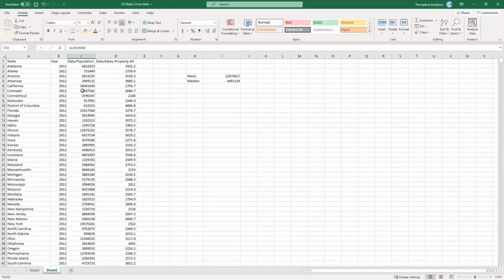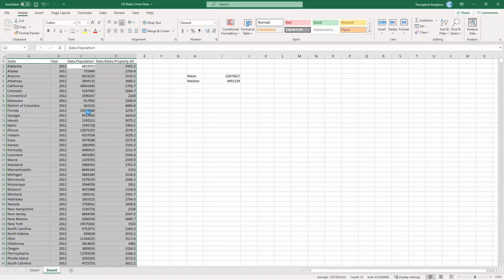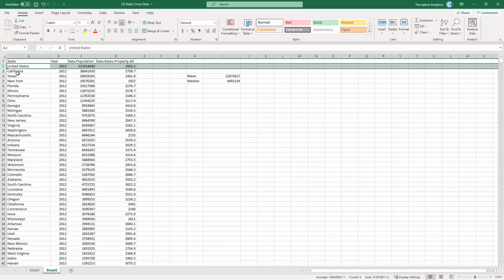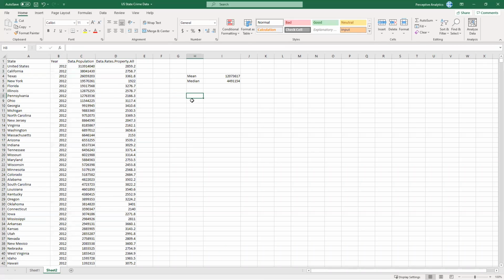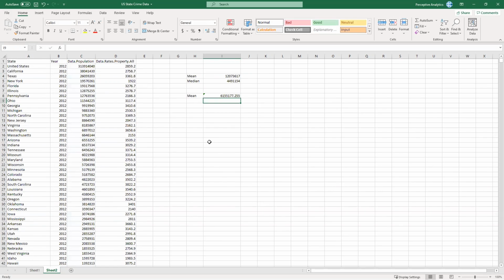So what I'll do is I'll try and actually sort this. Okay, and I will try and ignore this row, and I'll get the mean without that value. You can see that the mean has drastically fallen, right? So from 12 million we have reached to some 6 million. Now let's try and look at the same for our new median.